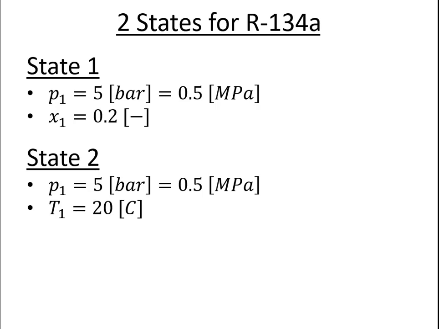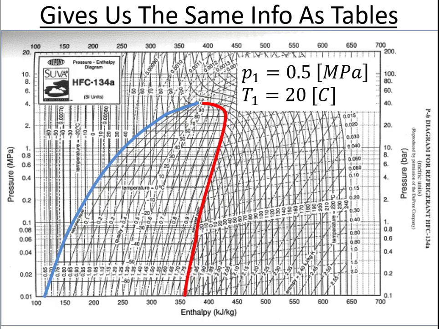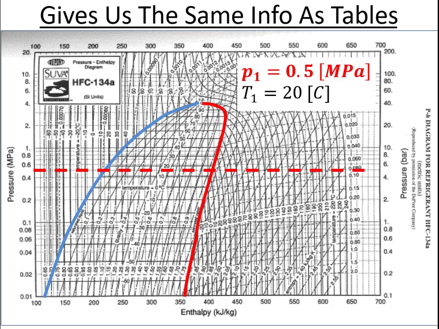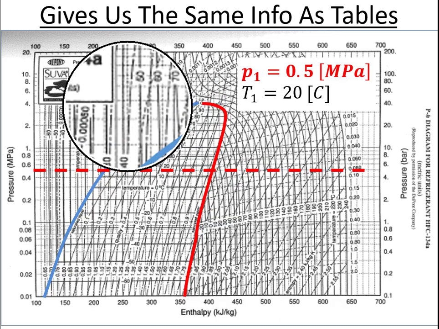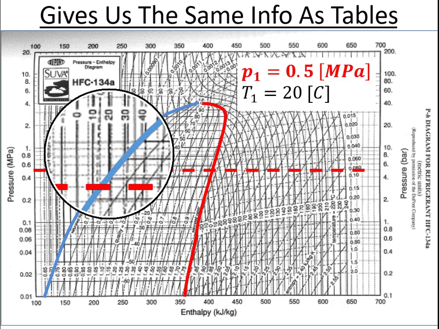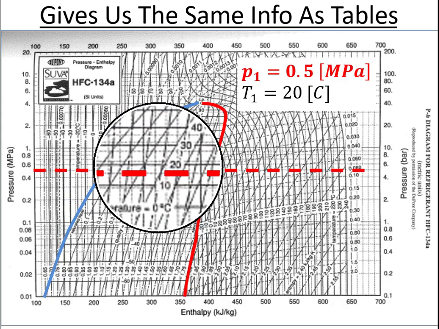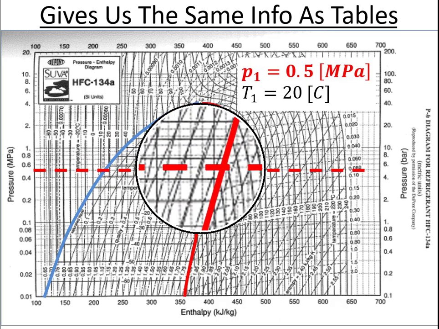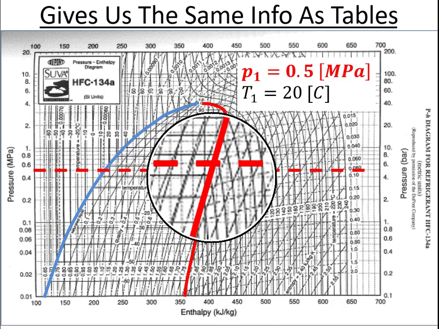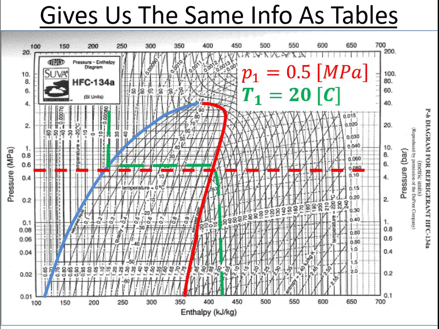So now I'm going to try to fix state 2. I have some state information, 2 independent intensive properties. I'm still going to find 0.5 megapascals, which is given here, but now I want to find the temperature of 20 degrees. If I look for this line that's 20 degrees, I see it hits the vapor dome, and then it comes across just above my line for 0.5 megapascals, and then it's going to intersect past the vapor dome. So here my line is in green. My second state point is going to be somewhere around here.